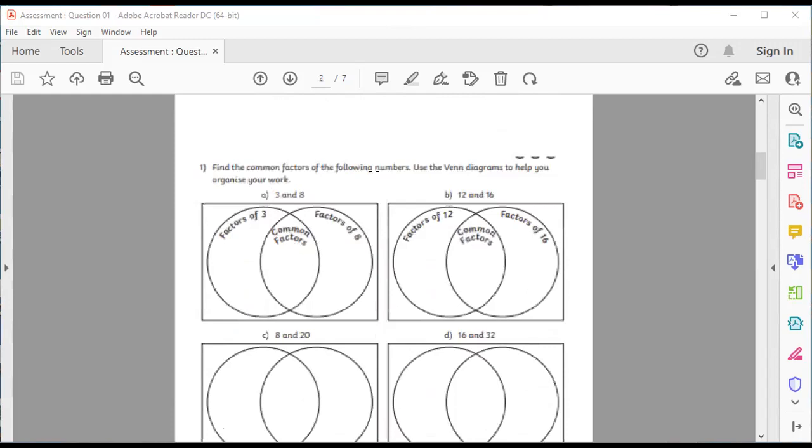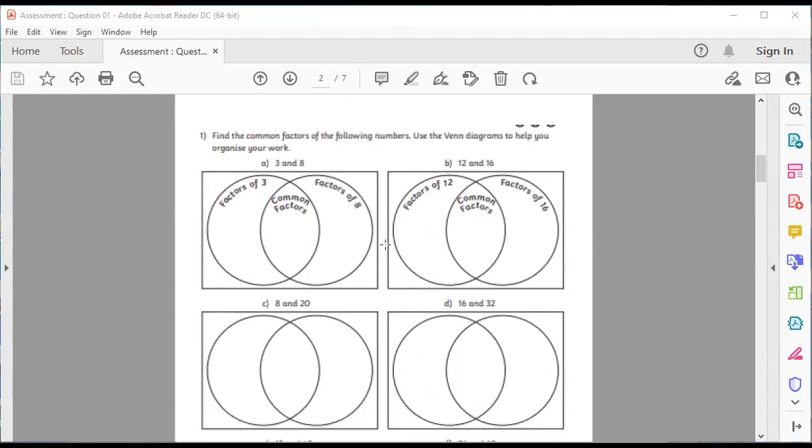Okay, find the common factors of the following numbers. Use the Venn diagram to help you organize your work. Can you guys do this now without my help? Teacher, do we have to write the numbers that are not the factors of anything? Outside here, but inside the rectangle. That means you're asking whether I should write, say, 5. Where would I write 5? You write it outside here.